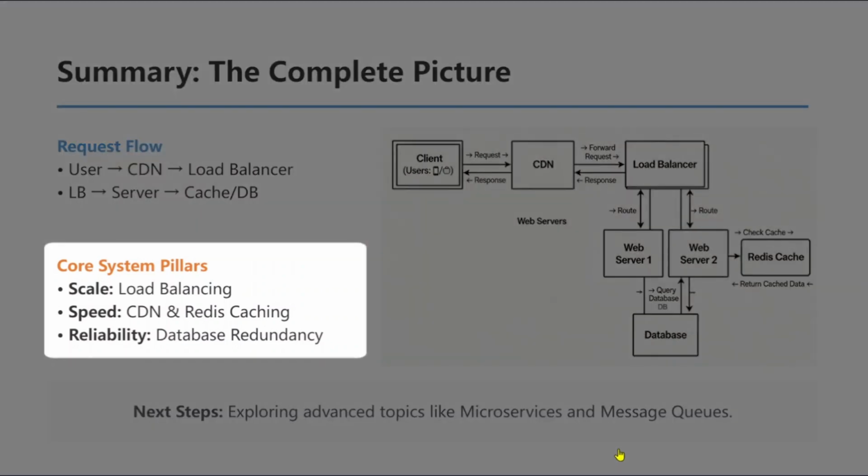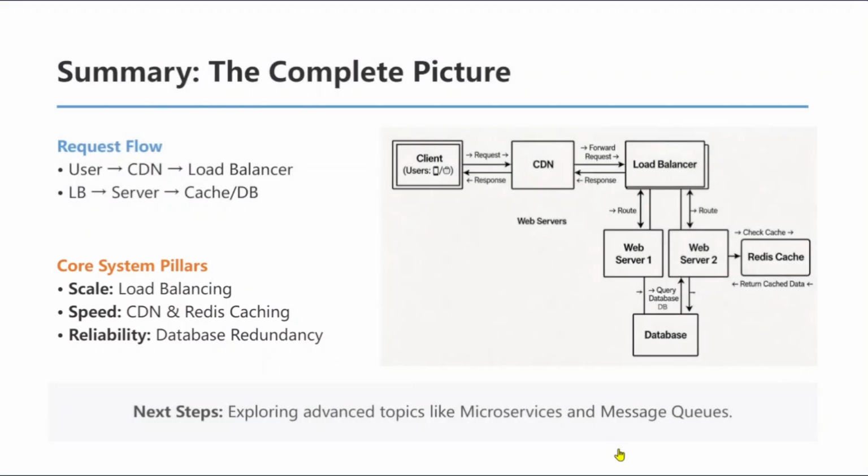Always keep our core pillars in mind. We use load balancing for scale, CDNs and caching for speed, and redundancy across the board for reliability. If you can balance these 3, you can design almost anything. As for what's next, we'll eventually look into how these servers can be broken down into microservices and how message queues can help different parts of the system communicate asynchronously.